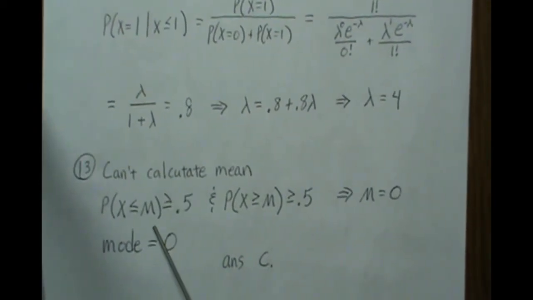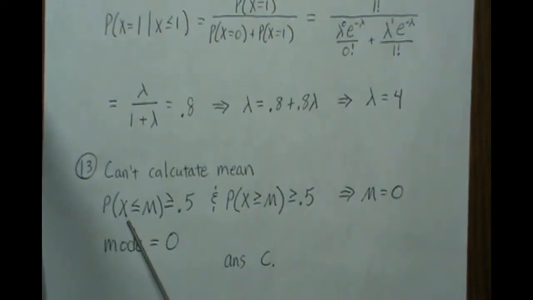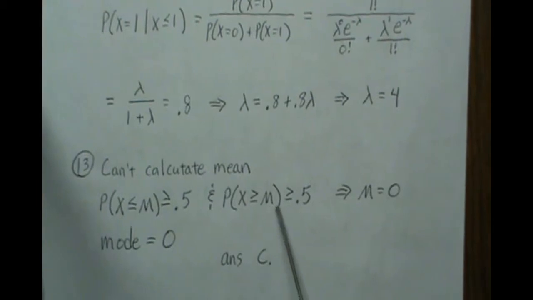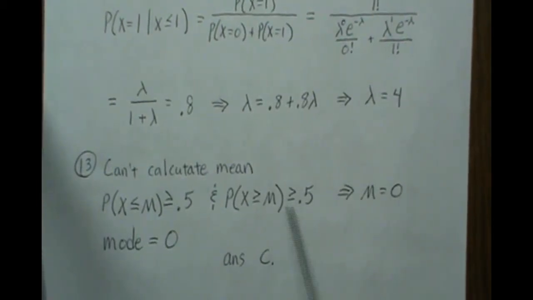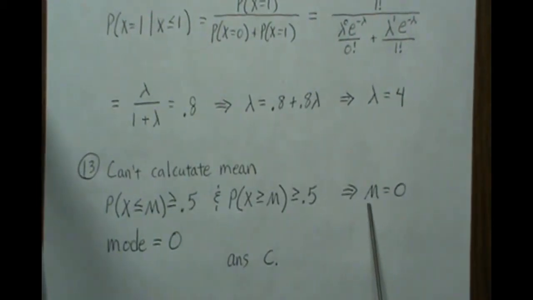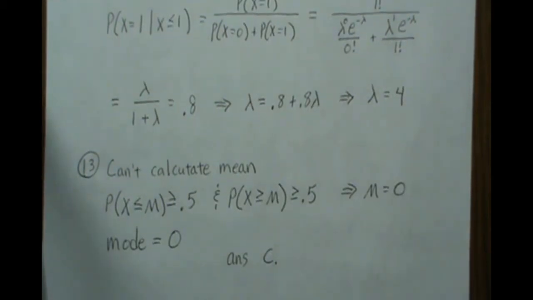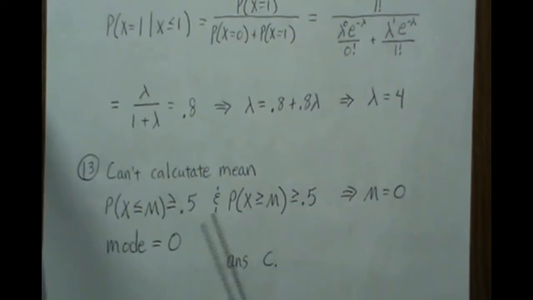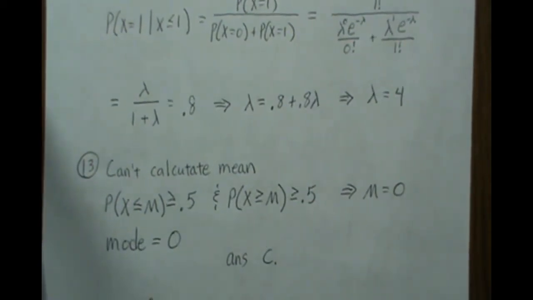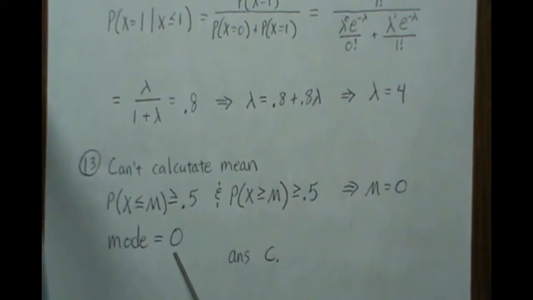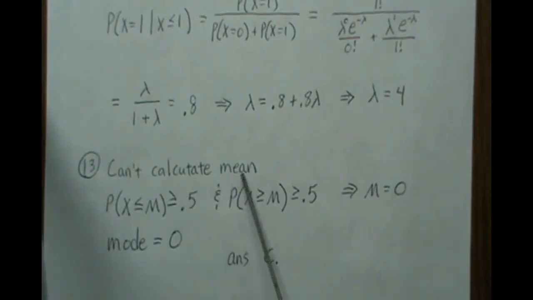But you can calculate a median. The median is where the probability of being less than or equal to some value is greater than or equal to 0.5, and the probability of being greater than or equal to that value is also greater than or equal to 0.5. That's the definition of median. Well, in this sample, the median is 0. And then the mode is the highest relative frequency, which is at 0. So given these three conditions, the answer is C.